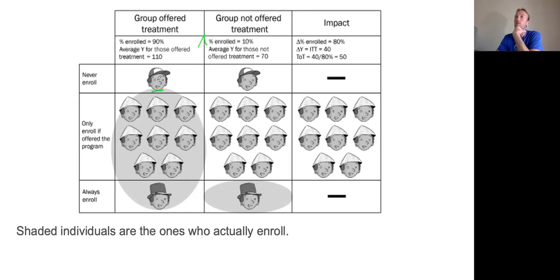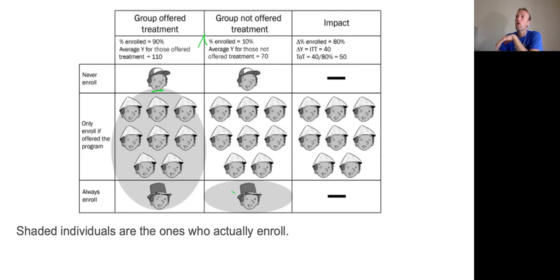Notice this guy is outside of this circle. The circle kind of looks like it touches him, but he's outside of it. The circle are the people who actually get the treatment. So there's this guy, and this guy here gets the treatment. So this guy is a never. And since there's 10% nevers in the treatment group, I'm going to assume there's 10% nevers in the control group too. So even if I offer it to them, they would be a never. And that leaves me 90% of people in this group who are offered.